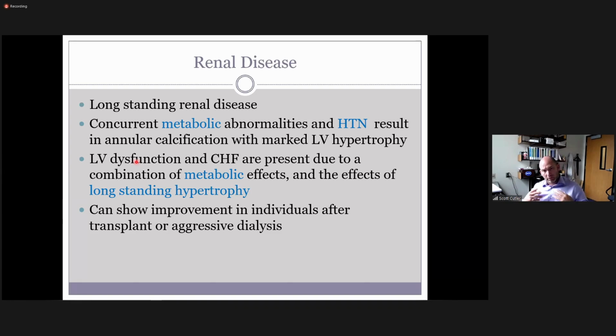Okay, so renal disease. We're going to get more into specific pathologies now that might be contributing to dilated cardiomyopathy. So long-standing renal disease, we get concurrent metabolic abnormalities and hypertension, which results in annular calcification with marked LV hypertrophy.